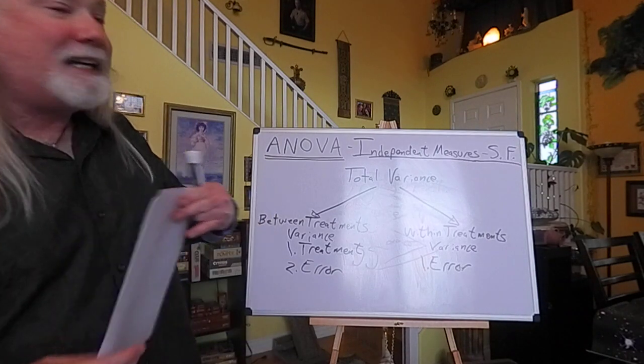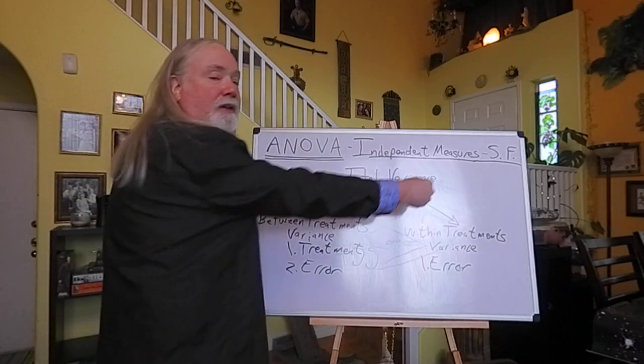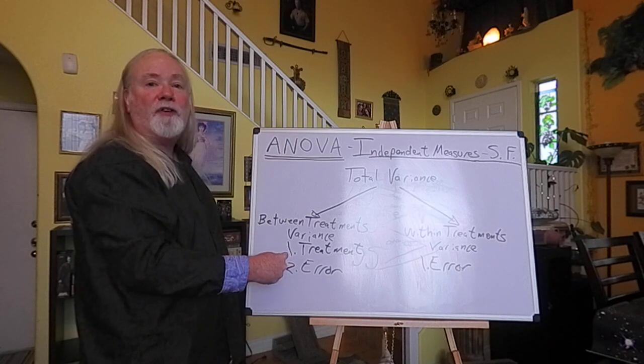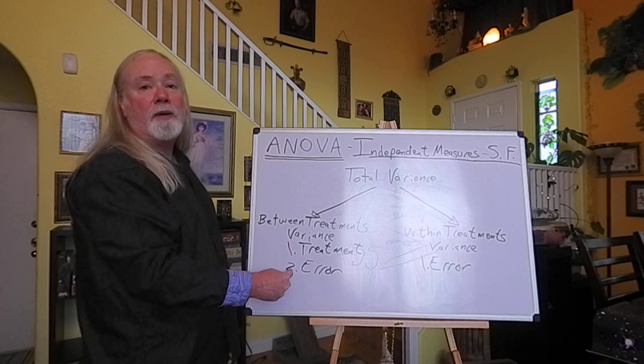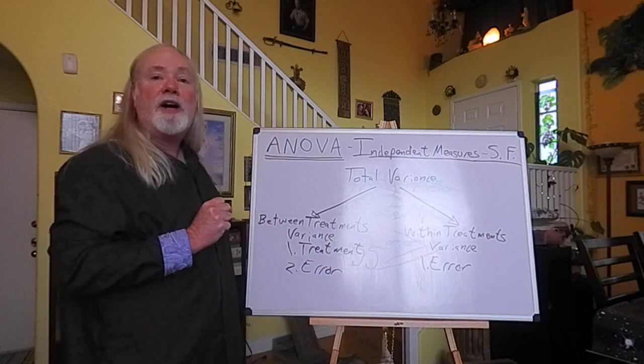So this is our analysis. We're going to take the total variance, look at the amount of differences we see that's due to both treatment and error, and compare that to the differences we see that's just due to error.